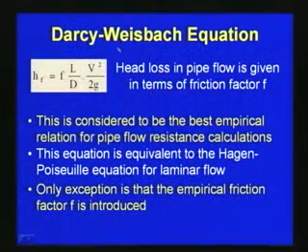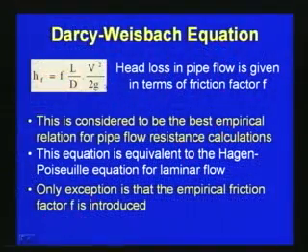So, this HF is equal to F L V square by 2 g d. In the head loss equation given as the Darcy-Weisbach equation, you can see that the head loss is given in terms of the friction factor F. The head loss is directly proportional to the friction factor F, directly proportional to the length of the pipe, directly proportional to the square of the average velocity, and inversely proportional to the diameter d. With this equation, we can calculate the head loss for any kind of pipe flow system in terms of the friction factor F, the length, the velocity square and the diameter of the pipe.